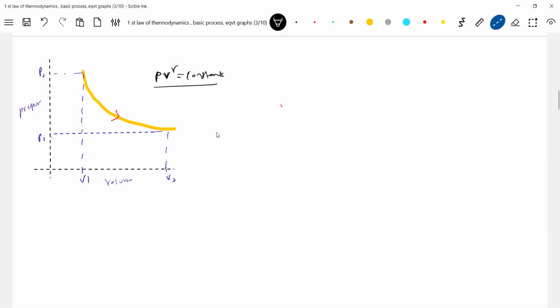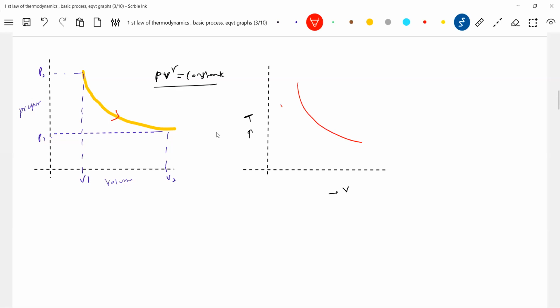Okay, let's go for how the temperature and volume are related. Temperature and there's a volume. So the curve will be like this. What is the formula for this? This will be TV to the power of gamma minus 1 equal to constant. Can you remember this?